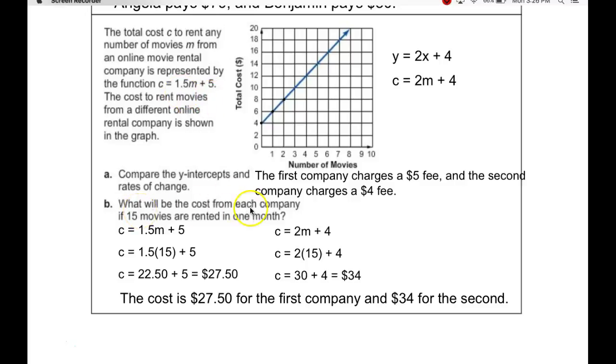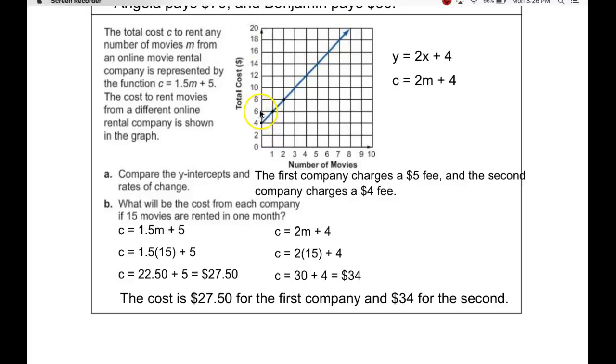Secondly, what will be the cost from each company if 15 movies are rented in 1 month? The first one, in my opinion, is easy because they gave you the equation. All I have to do is substitute 15 in for m. So if I do that, I eventually calculate to $27.50. Over here, you have to use some knowledge from chapter 3. I can find the equation of this line. Here's the y-intercept at 4.